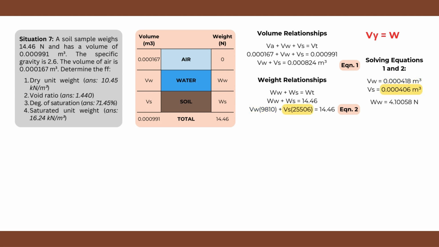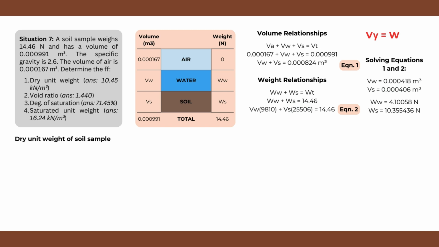Tapos, for weight of solid solids naman, multiply lang natin yung 0.000406 cubic meters by the computed soil solid unit weight, which is 25,506 newtons per cubic meter. And we will get a value of 10.36 newtons. So finally, pwede na tayo mag-proceed sa pag-solve ng problem 1 natin.